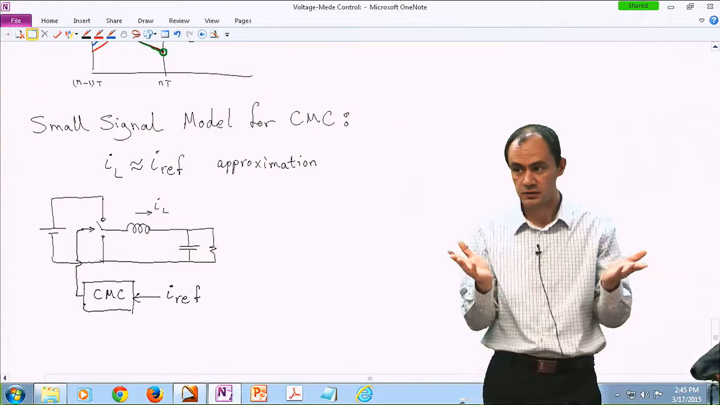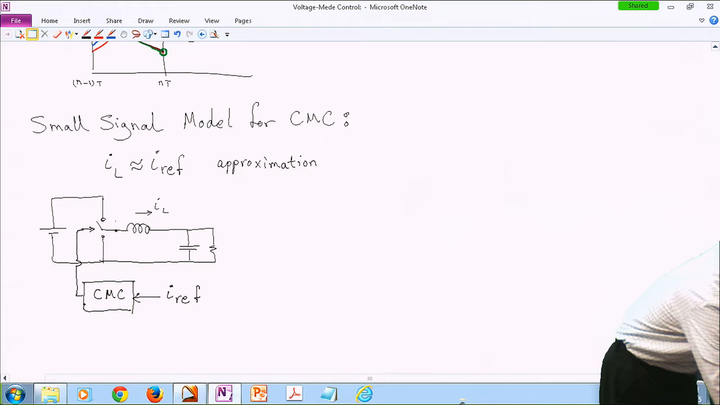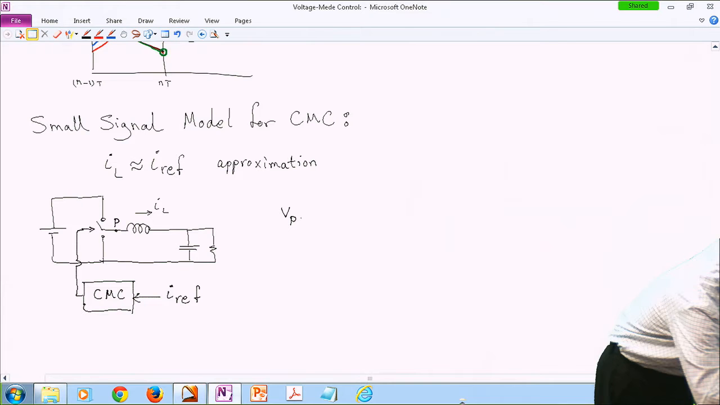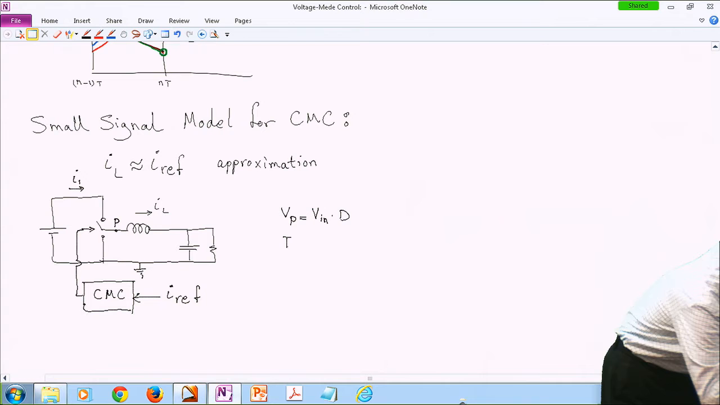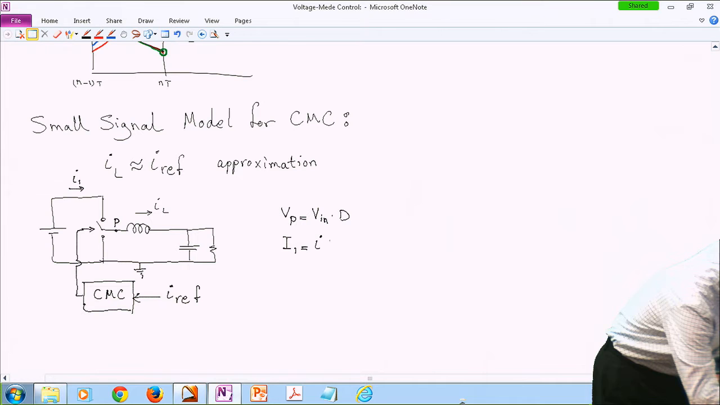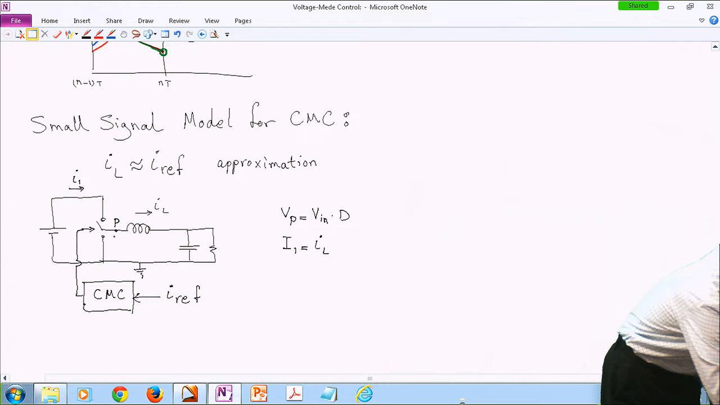All right. So I'm going to label this node to be our pole, basically. If you remember from a DC analysis, the voltage of this pole, let's say this is our ground, with respect to the ground, is the input voltage times the duty cycle. We had it before. Also, if I label this to be I1, the DC value of I1 is the DC value of the inductor current. Let me call it the pole current.